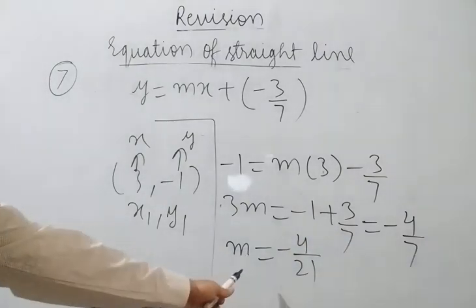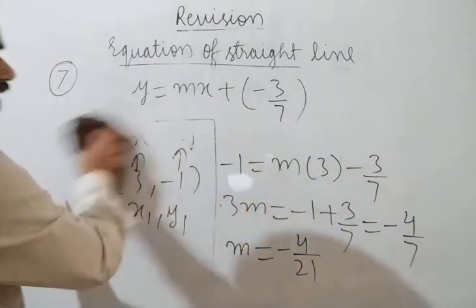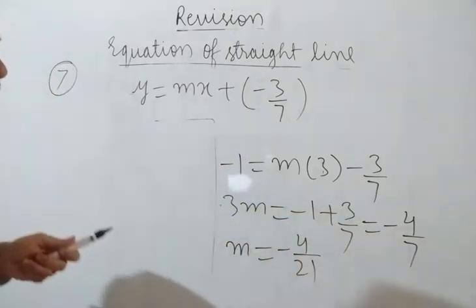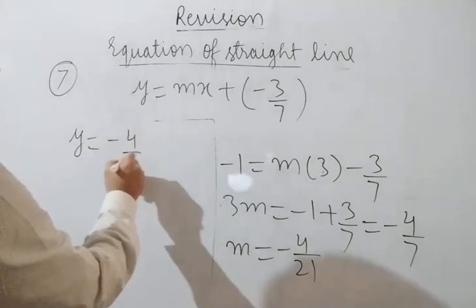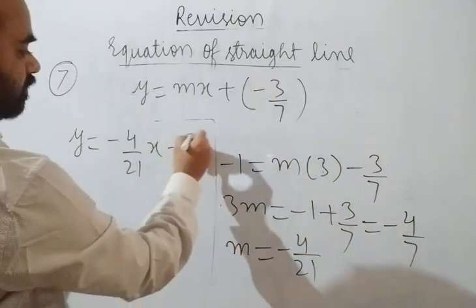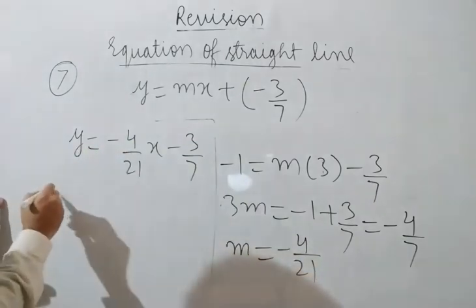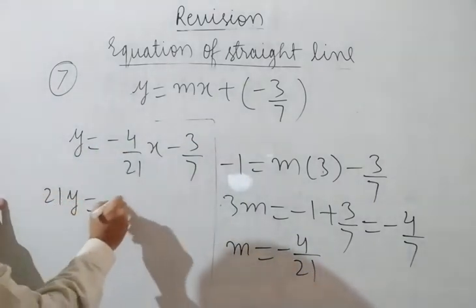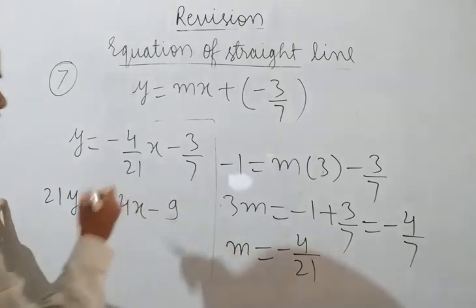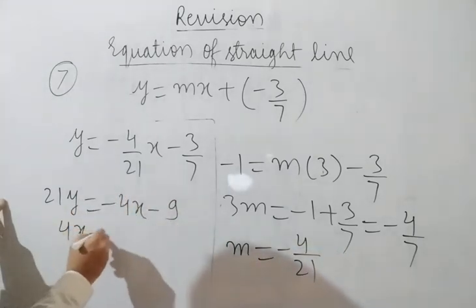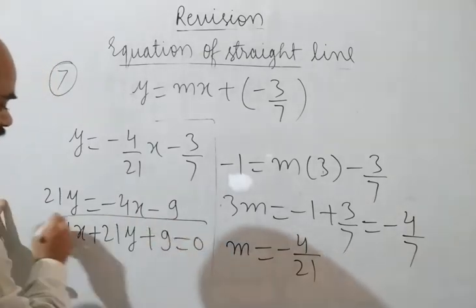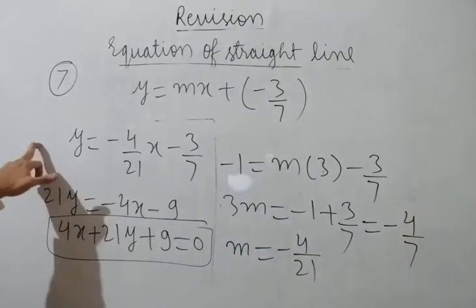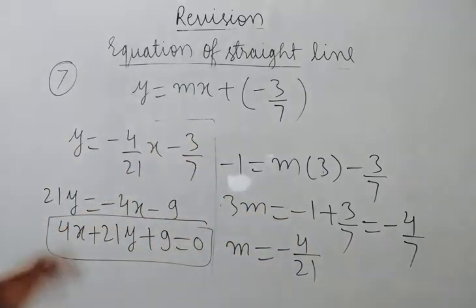So the slope is calculated and the y-intercept is minus 3 by 7. Now put the values. So y is equal to minus 4 by 21 x plus y-intercept minus 3 by 7. Now multiply by 21. So 21y equals minus 4x minus 9. Finally 4x plus 21y plus 9 is equal to 0. Correct? So this is the final equation.